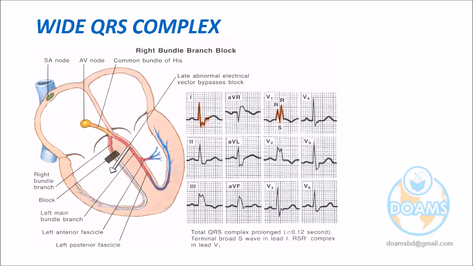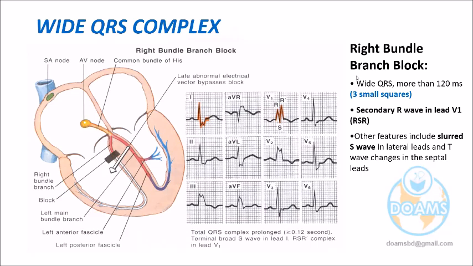So if the wide QRS happens and in V1 the R is upright, then we can say this is right bundle branch block. If the reverse happens, suppose here is the M pattern, but V1 will have the W pattern, then it will be left bundle branch block. Right bundle branch block. Left bundle branch block.